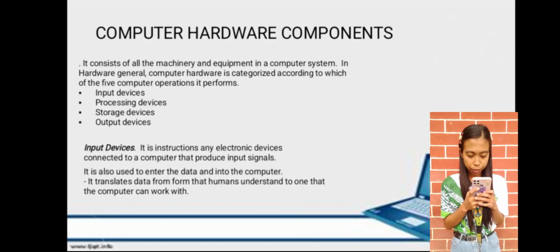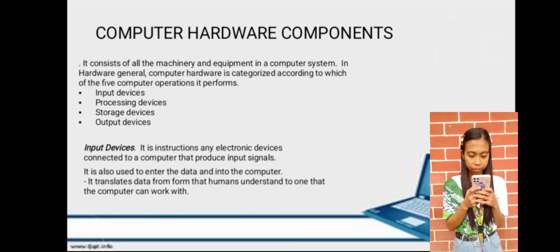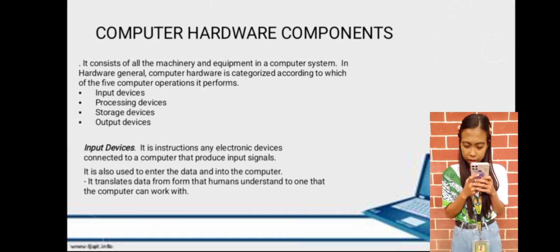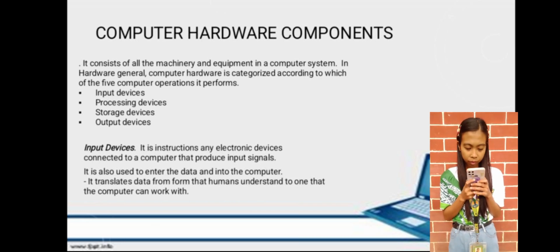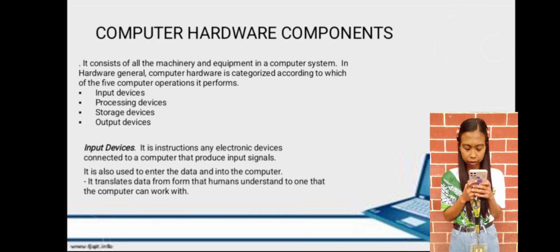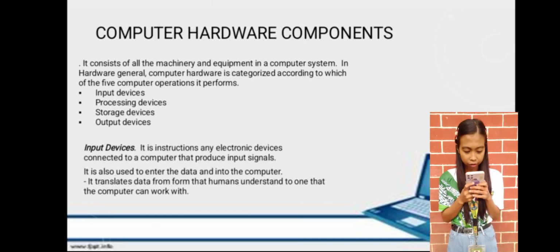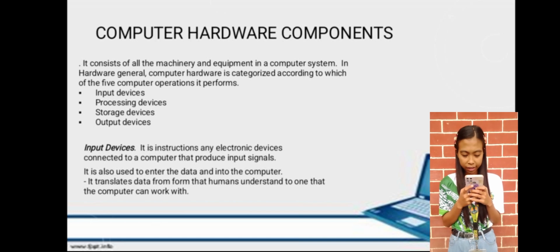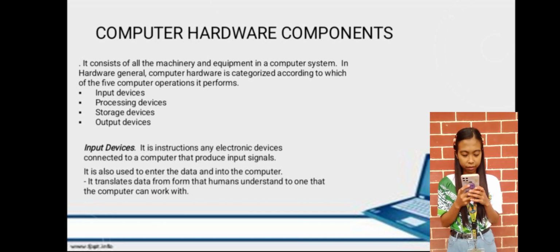Next, computer hardware components. First, hardware. It consists of all the machinery and equipment in a computer system. In general, computer hardware is categorized according to which of the five computer operations it performs: input devices, processing devices, storage devices, and output devices.